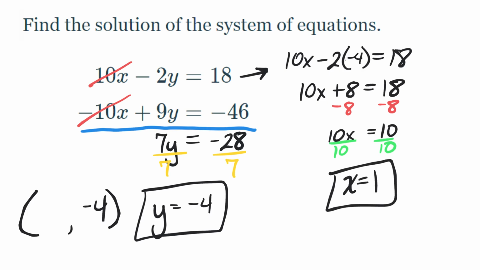We technically do not have the solution to the system yet. The solution to the system is an ordered pair. It's a location. So we have to take our 1 and put it back over here. And what we've learned is the solution to this system is (1, negative 4).